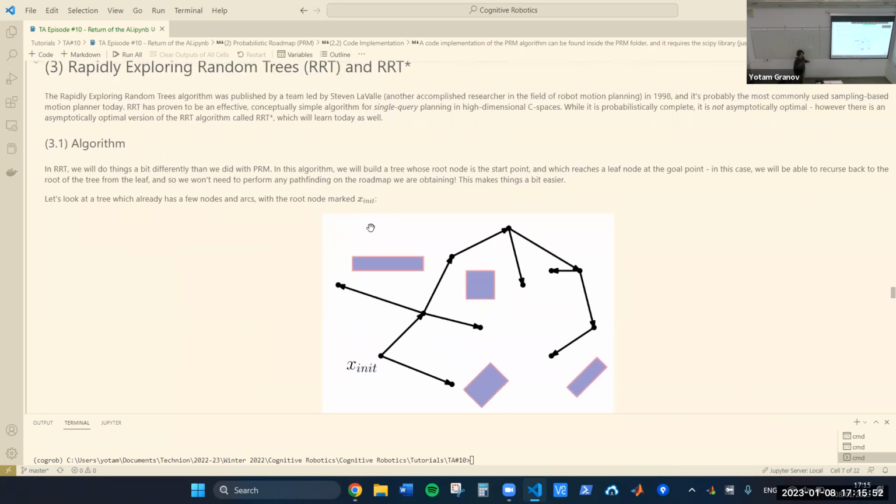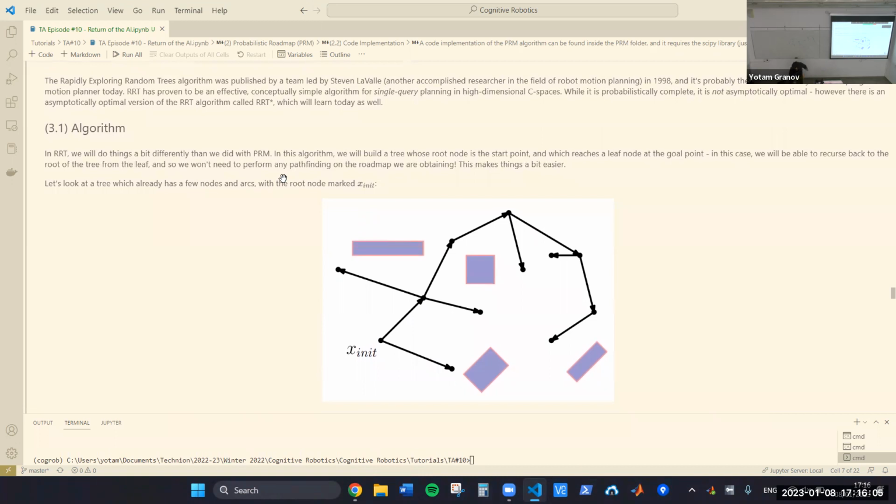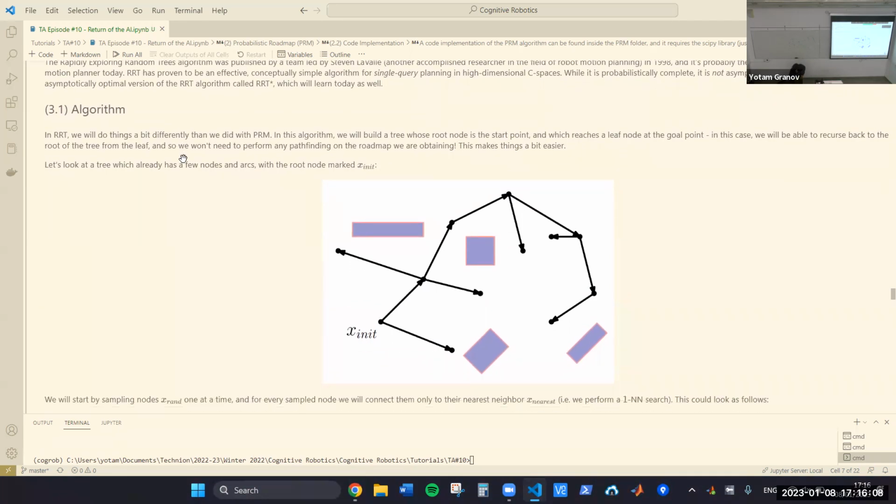I'll give you a little spoiler. It is probabilistically complete, but it is not asymptotically optimal. And we'll see what we can do with that later on with a different algorithm called RRT star to reconcile that fact and somehow get an optimal, probabilistically optimal motion planning.